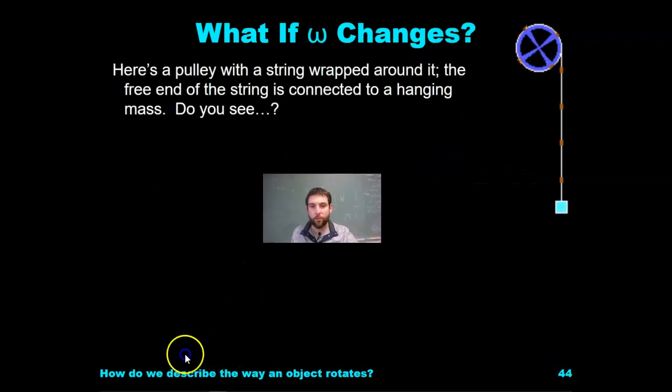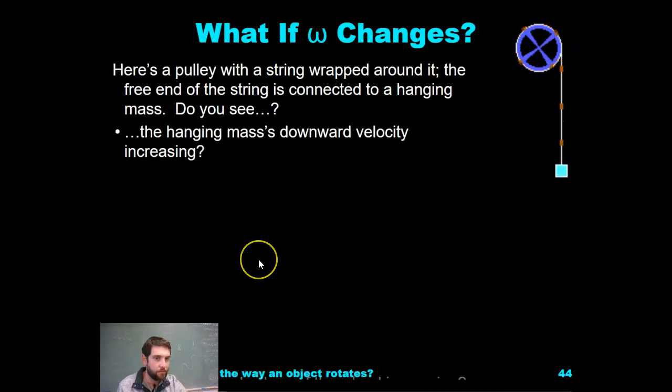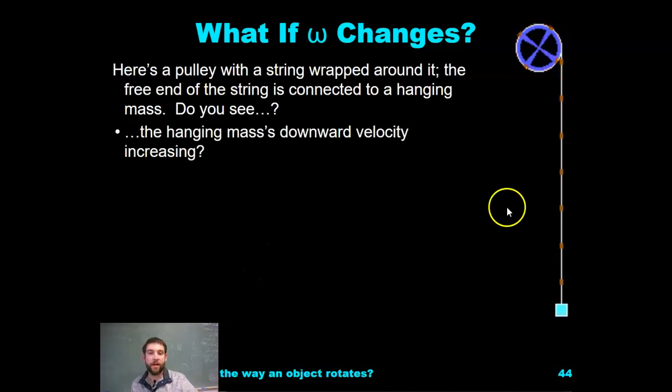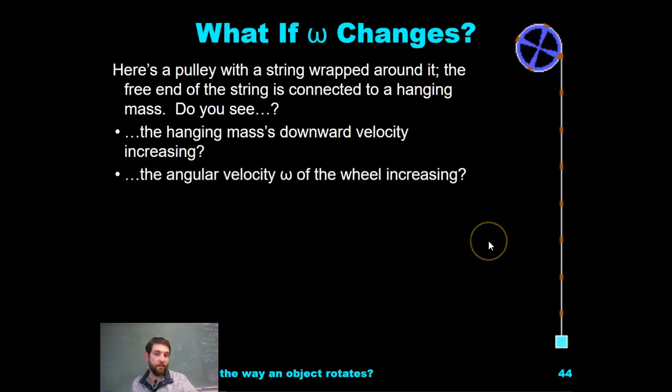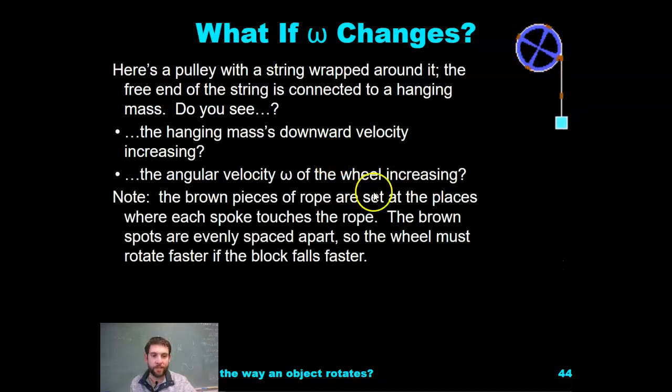Here's a pulley with a string wrapped around it. The free end of the string is connected to a hanging mass. The hanging mass has a downward velocity that is increasing. The angular velocity of the wheel increases as it gets further along its journey. The brown pieces of the rope are set to where each spoke of the pulley touches the rope. The brown spots are evenly spaced apart, so the wheel must rotate faster if the block falls faster.